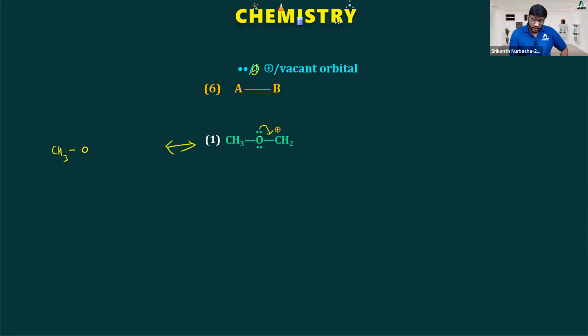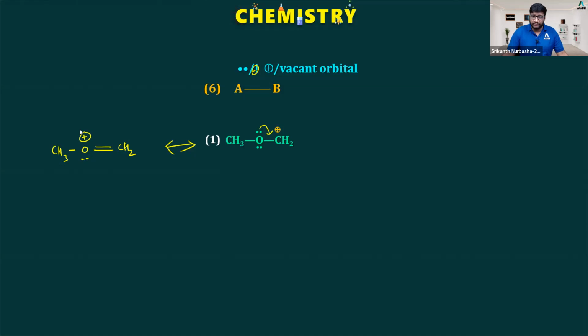Oxygen, we had two lone pairs earlier, now we have only one lone pair. Oxygen and carbon had a single bond earlier, now we have a double bond. And this carbon with a positive charge has gained electron density, so it becomes CH2. The other lone pair on the oxygen has been involved in the bond formation. So net electron density on oxygen decreased, so oxygen has a positive charge. So among these two resonating structures, which is more stable?